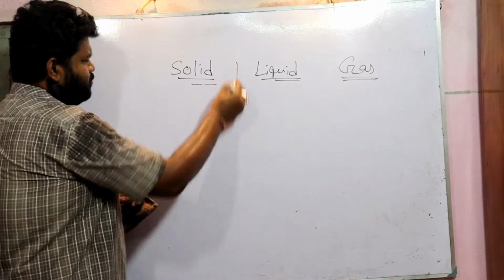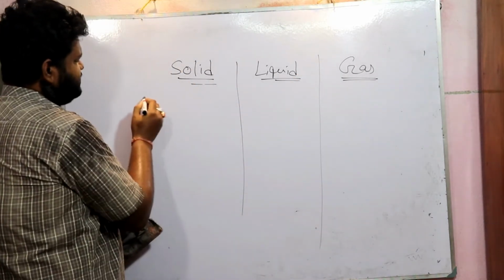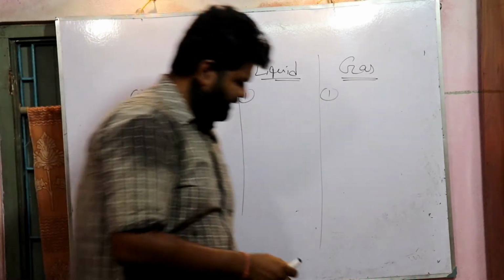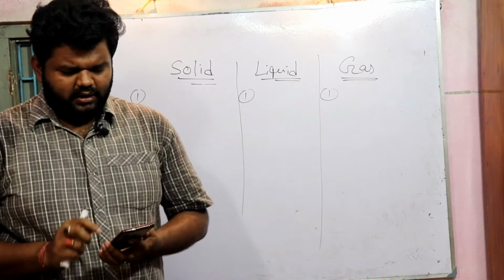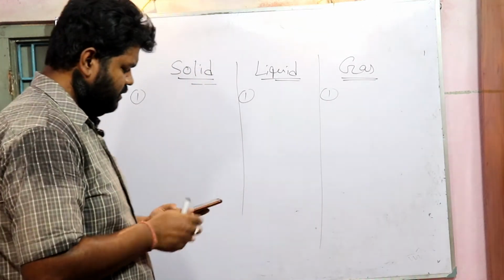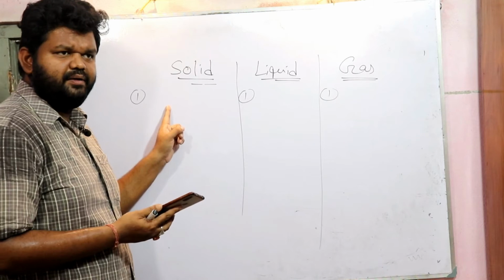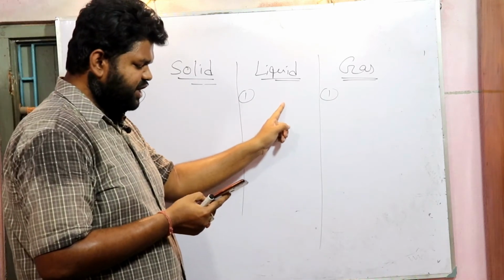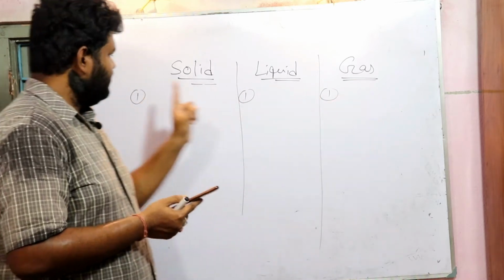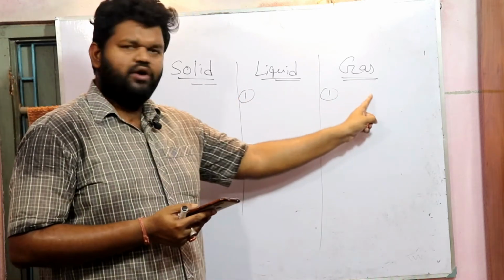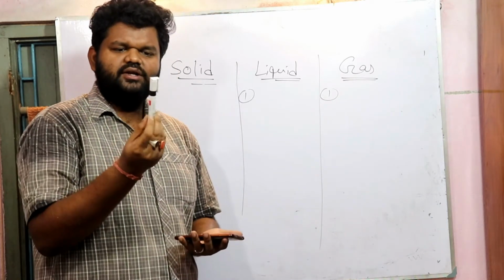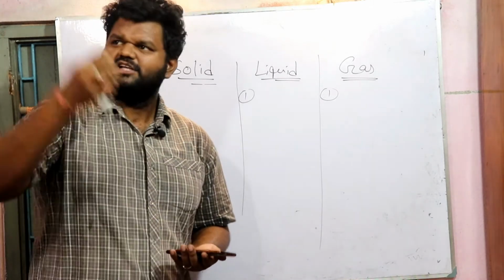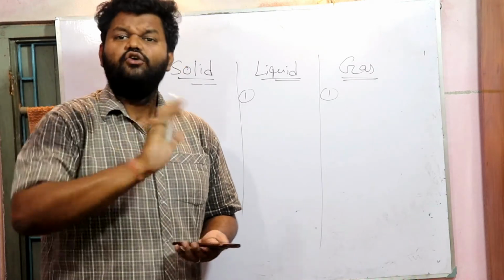At first you have to write the main characteristics of solid, liquid, and gas. Okay, I am telling you, just write it. Number one, a solid will have a definite shape. Here no definite shape, here no definite shape. Definite shape, no definite shape, no definite shape. Yes, you know, this is a solid matter, it is having a definite shape. But in case of water, or carbon dioxide gas, there is no definite shape.